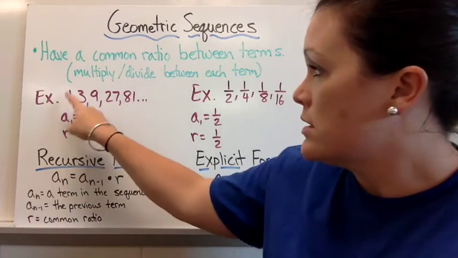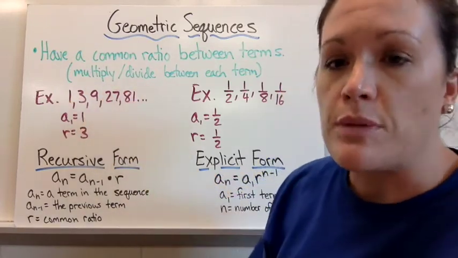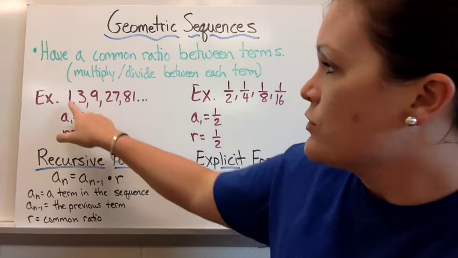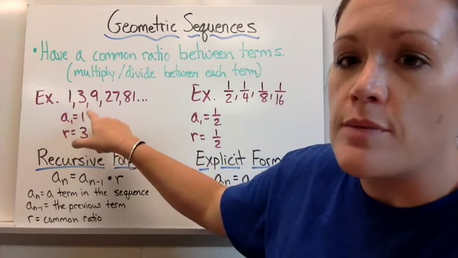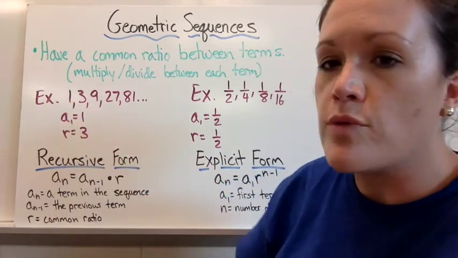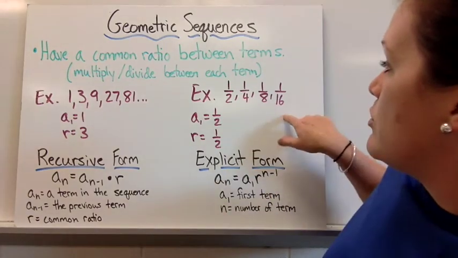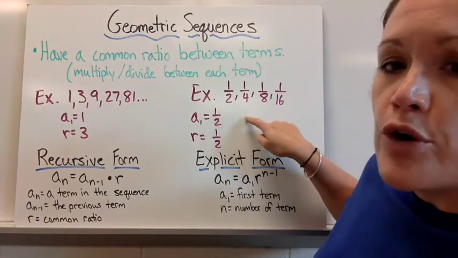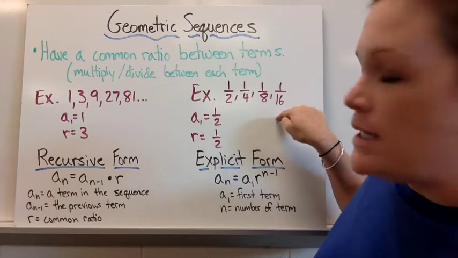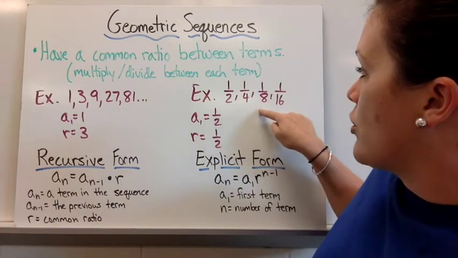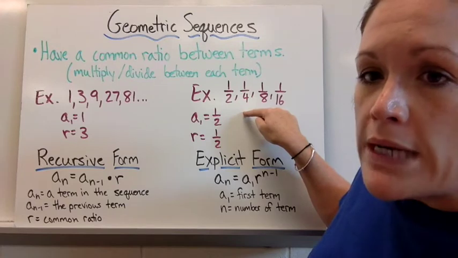Each one of those steps in that sequence multiplies by 3. So we would say a sub 1, our first term, is 1, and our common ratio r would be equal to 3. Another example could be 1/2, 1/4, 1/8, and 1/16. So between each term, you are multiplying by 1/2.